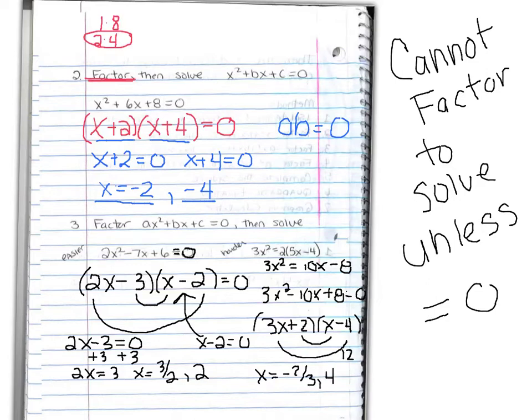And if you don't know where the negative 2/3 came from, I just took 3x plus 2 equals 0. I moved the 2 over and divided by 3. I just did that step in my head.